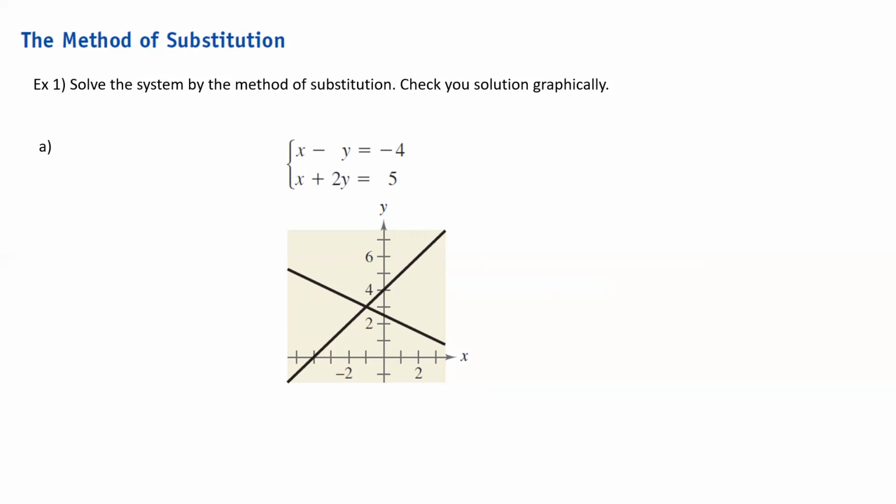But let's jam. For example, we'll solve the system by the method of substitution. And then we're going to just check to make sure the graph is correct. So they're graphed right there as well. So x minus y is equal to -4. x plus 2y is equal to 5. And we are going to just practice the method of substitution. Cool. We're good? Let's jam.